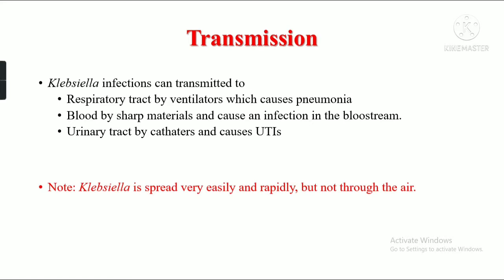Transmission. Klebsiella infection can be transmitted to humans by the respiratory tract, by ventilators, which causes pneumonia, and through blood by sharp materials, causing an infection in the bloodstream. It can also reach the urinary tract by catheters and cause UTIs. Please remember, although Klebsiella can reach the respiratory system, it does not spread by air. It will enter the respiratory tract only through direct contact.